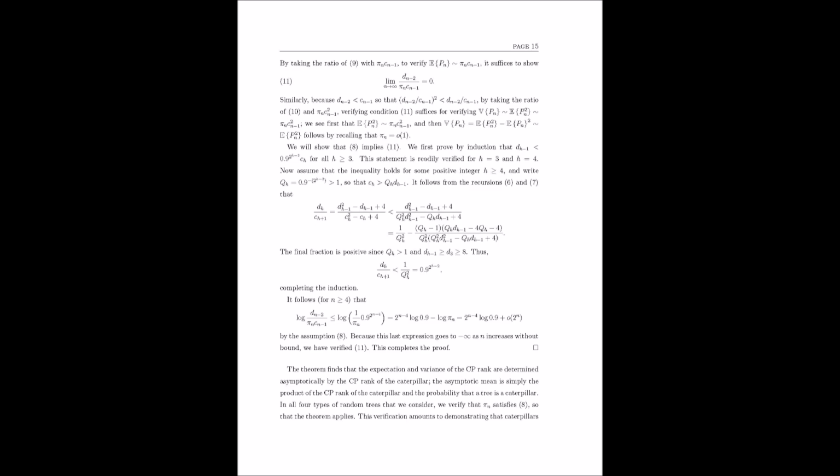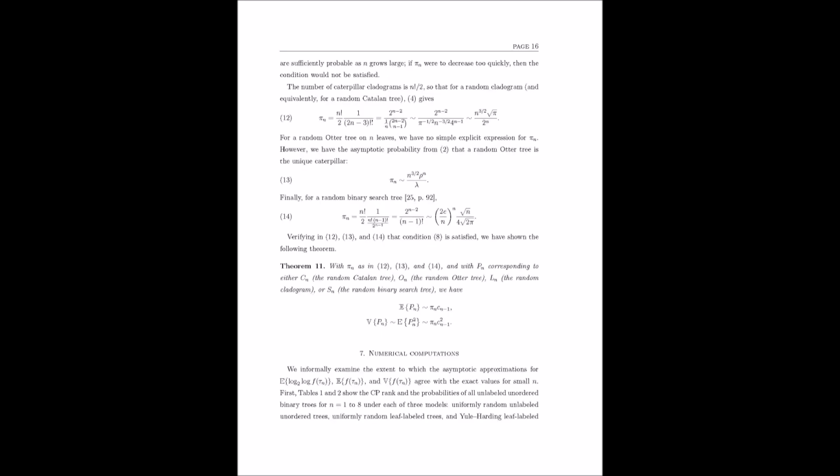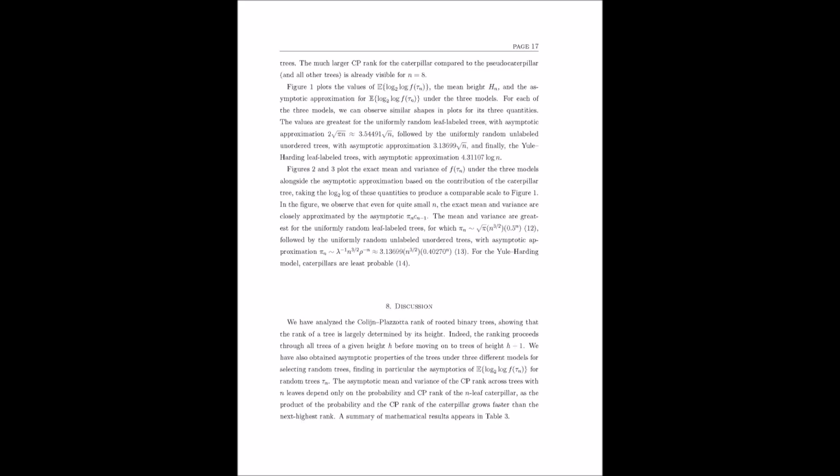Well, think about it. We already know that caterpillar trees consistently get the highest rankings, right? And as you add more leaves to a tree, those caterpillar rankings skyrocket, way faster than any other tree structure. So even when you're looking at a whole bunch of random trees, those super high caterpillar rankings still have this huge pull on the average.